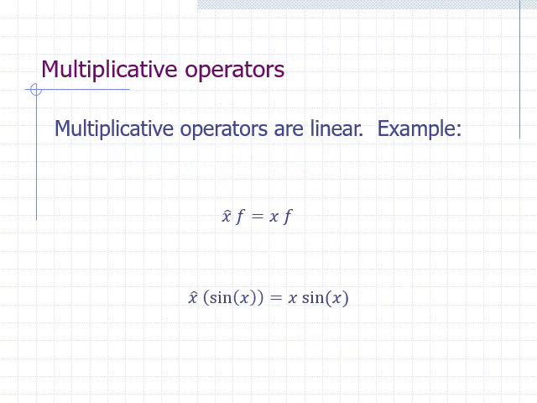Multiplicative operators are the simplest types of operators. All they do is multiply the function by something, and it should be very easy to prove that they are linear. For example, we can define the x hat operator as one that simply multiplies the function it's operating on by x. So if we apply it on, let's say, sine of x, then the result is x times sine of x.